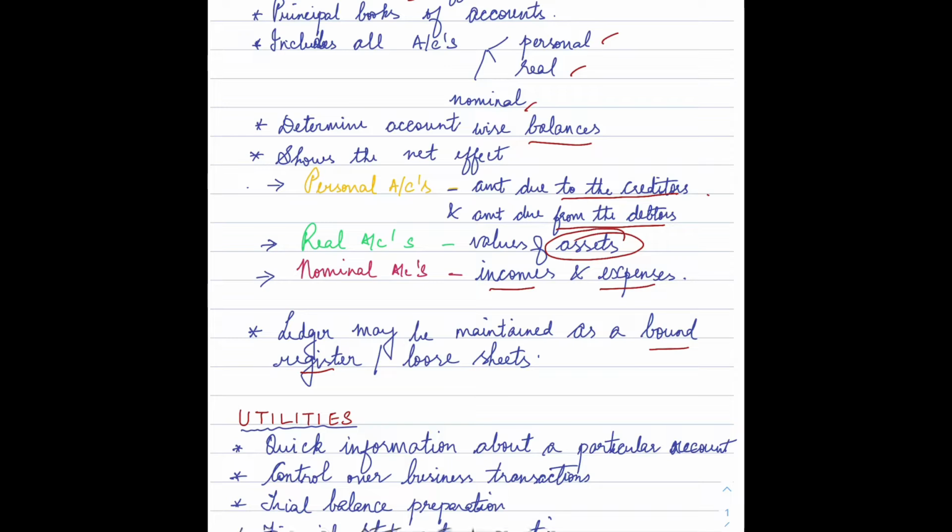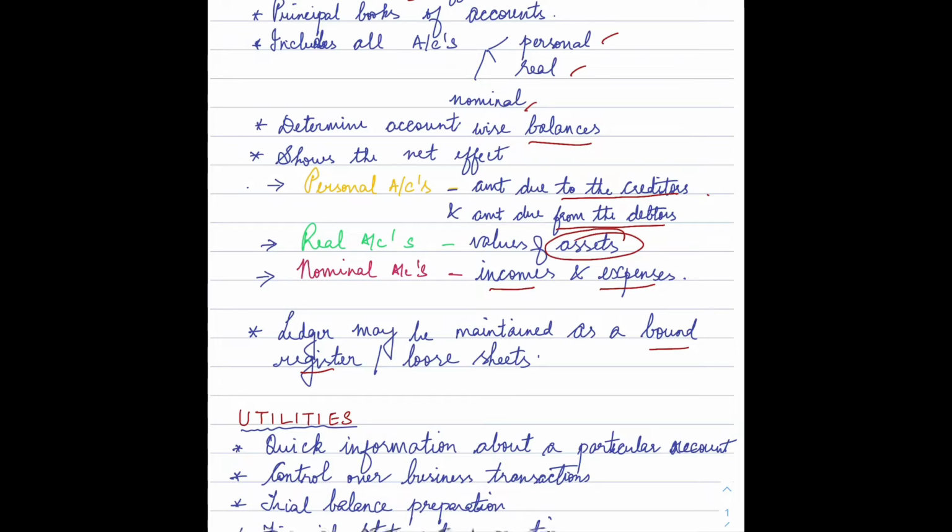So it helps the business. For example, if it is expenses, they can take control over the expenses, minimize the expenses to maximize the profit. So it serves as a tool to control the various transactions. And then the trial balance can also be easily prepared.